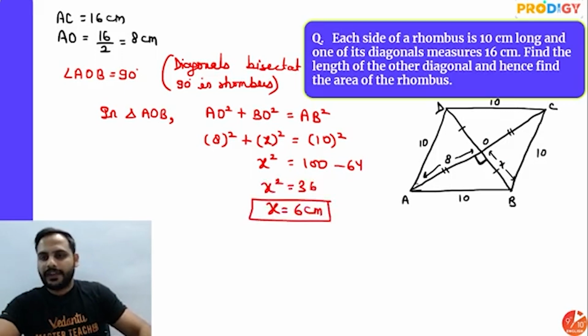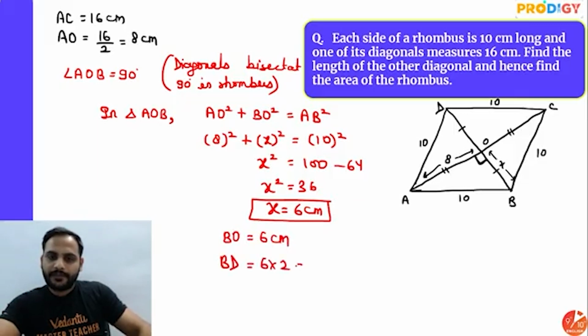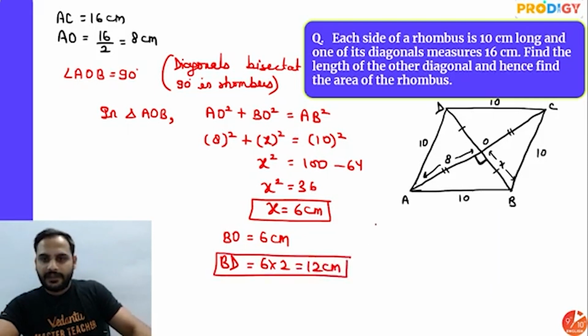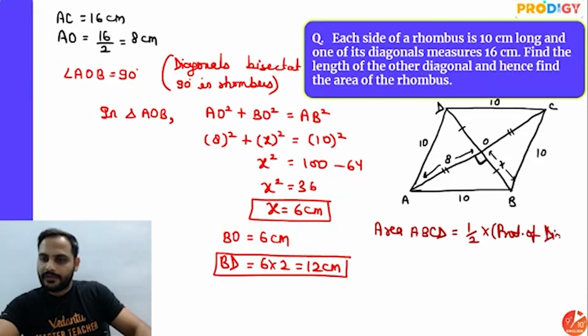Okay? So if X is 6, that means BO is equal to 6 centimeters. So BD will be double of it, 6 twos are 12 centimeters. Both the diagonals' lengths we have got, and now I can clearly say, guys, area of ABCD will be equal to half into product of diagonals.